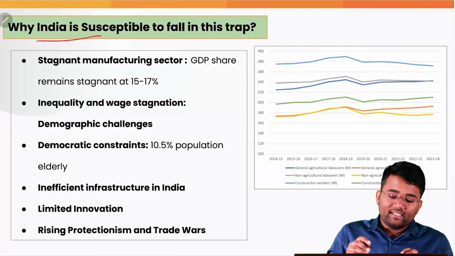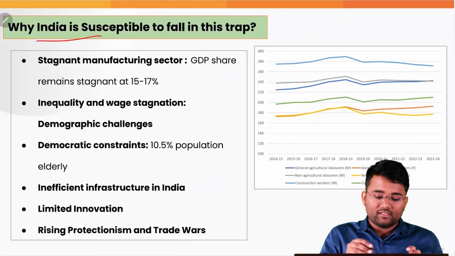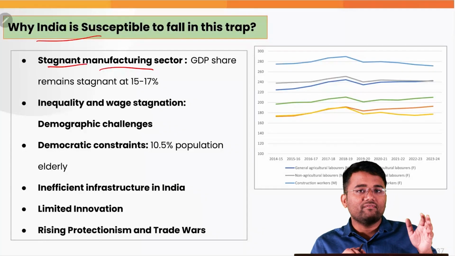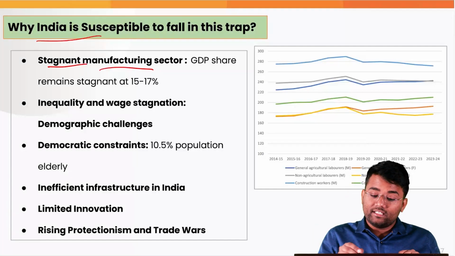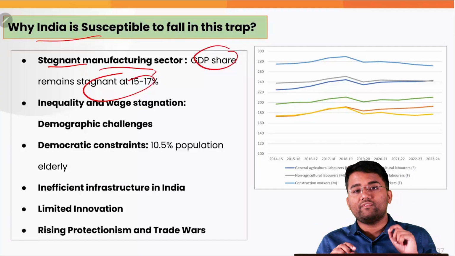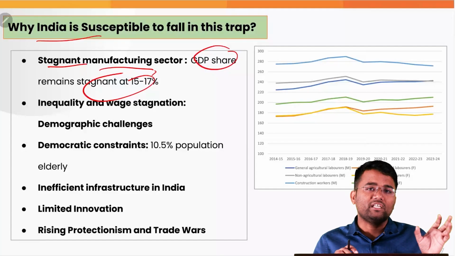So why is India susceptible to fall in this trap? The first is the stagnant manufacturing sector. We have taken a leap from the primary sector or agriculture sector to the service sector. The GDP share of manufacturing remains stagnant at around 15 to 17% in the past few decades.